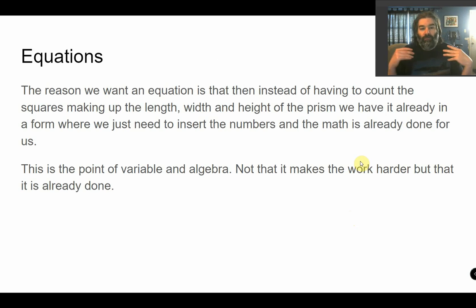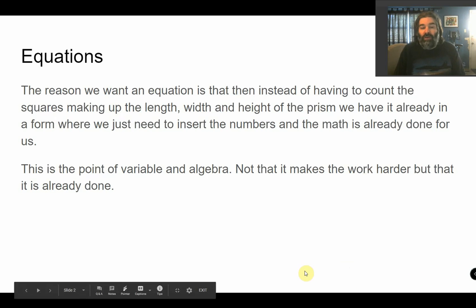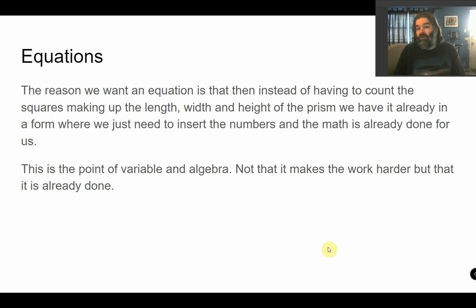So the reason we want an equation, first off, and the reason we do algebra, is instead of having to count the squares making the length and solving it every time, you already have it done for us in a form where you just need to insert the numbers. So basically it's like plugging into a calculator, and the math's already done for you. You don't have to guess if you're multiplying or dividing. That's why we use variables, because a variable can be any number you want it to be for any question. So if you know how to do one rectangular prism, you know how to do all of them. It's not to make the work harder, it's to already have done the work.